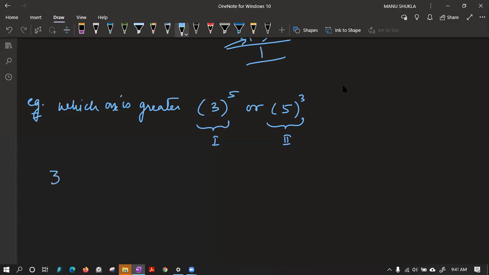Now let us try to see. 3 power 5. Let's try to solve it. 3 power 5 is actually, what does it mean? It means it is 3 multiplying how many times? 3 power 5 means 3 getting multiplied 5 times. So let us solve this. 3 3s are 9, 9 3s are 27, 27 3s are 81, 81 3s are 243.